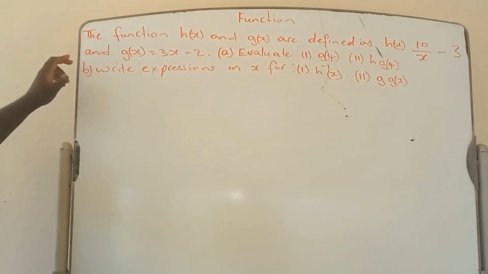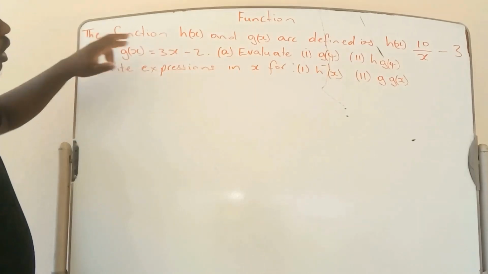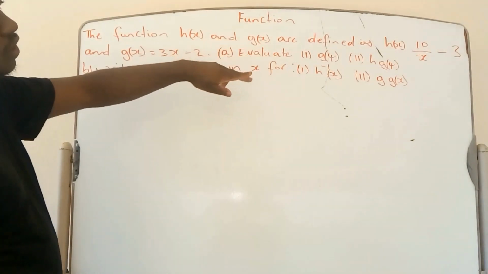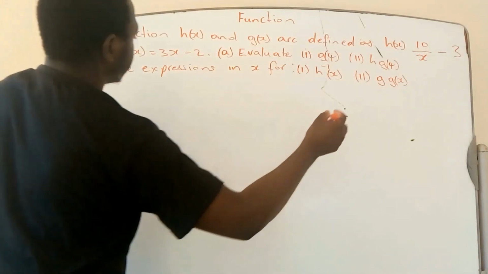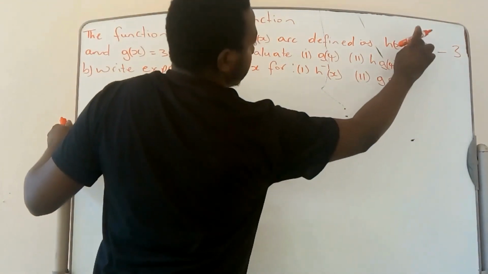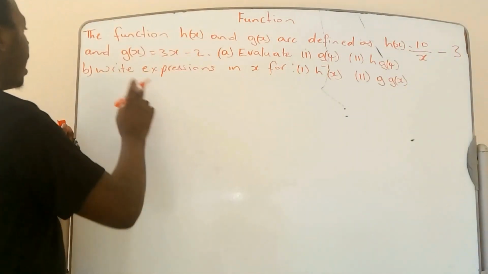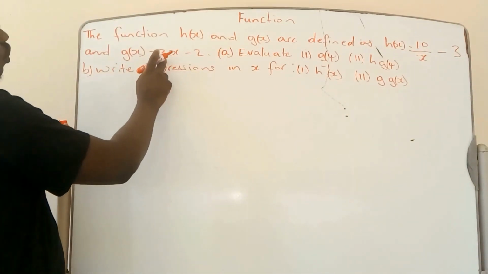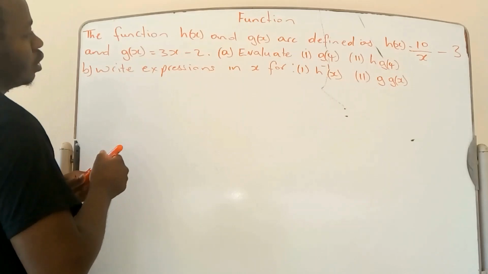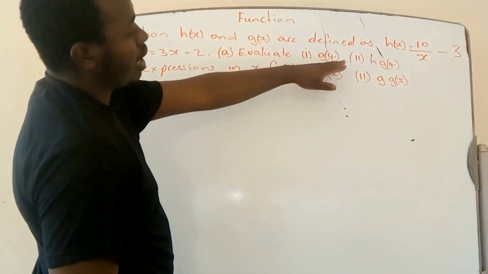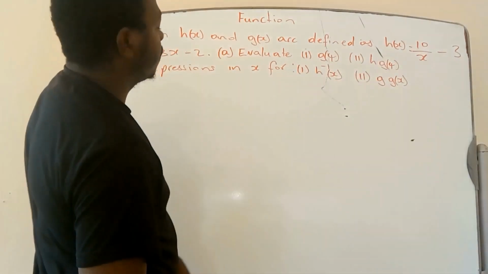The first one is: the functions h of x and g of x are defined as h of x is equal to 10 divided by x minus 3, and g of x is equal to 3x minus 2. Part A, evaluate g of 4 and h of g of 4.